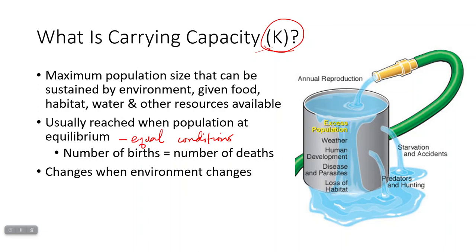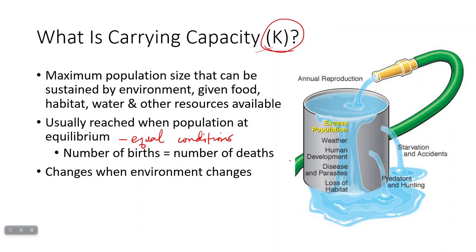So a lot of times carrying capacity is represented as a bucket, and water is filling this bucket. The water represents the population. So the more water you have filling the bucket, the greater the population. There are some things that can decrease the population.